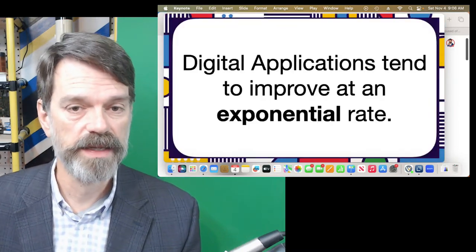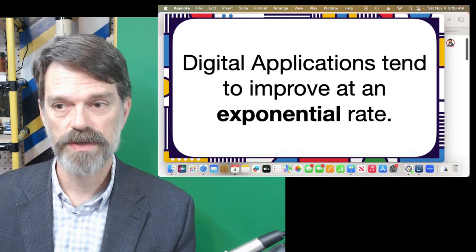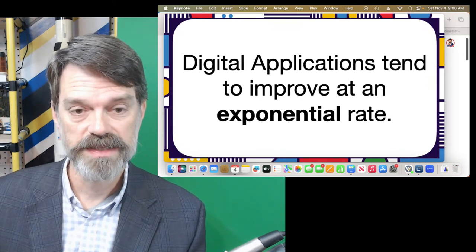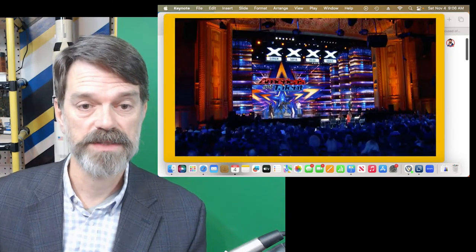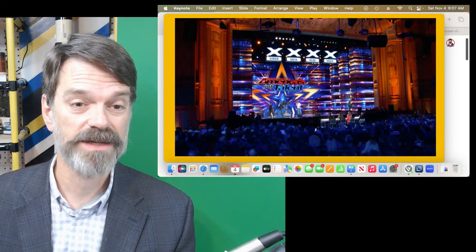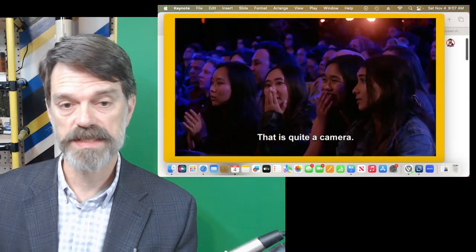Okay, remember that idea that digital applications tend to improve at an exponential rate. So we see things getting better and better. So that was a number of years ago. Since then, those same people that made those Tom Cruise ones have gone on to make deepfakes that are appearing in real time. It's from America's Got Talent.